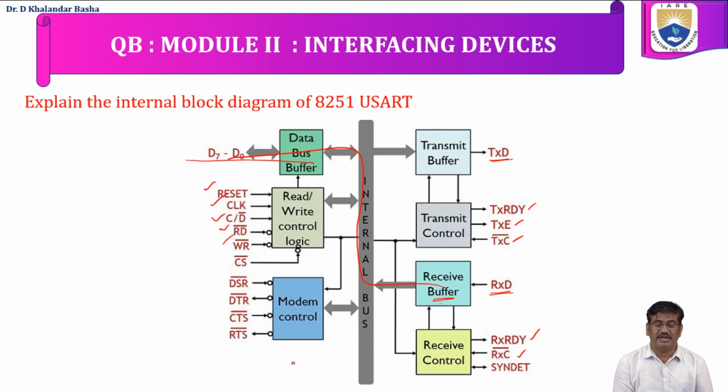Read/write shows the status of the processor, whether it is reading the data or writing the data. Next, to enable 8251, we have chip select. Next, here we have a modem control. So if we are communicating through a modem, we have four signals: DSR, DTR, CTS, and RTS. That is data set ready, data terminal ready, clear to send, and request to send.